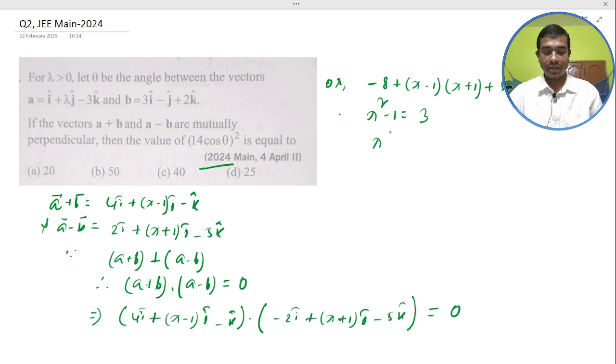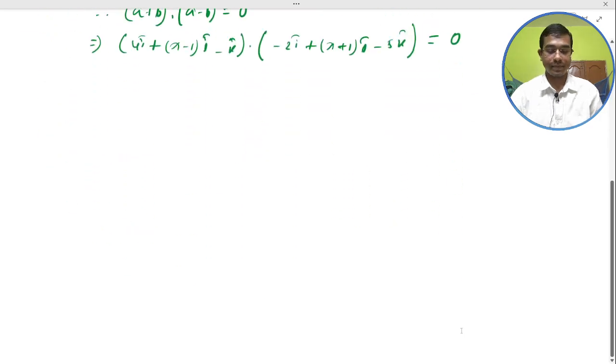That means lambda equals plus or minus 2. Here it is given lambda greater than 0. Therefore, lambda would become plus 2. Okay, so now the value of cos theta.